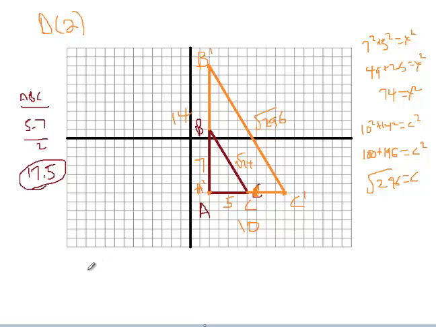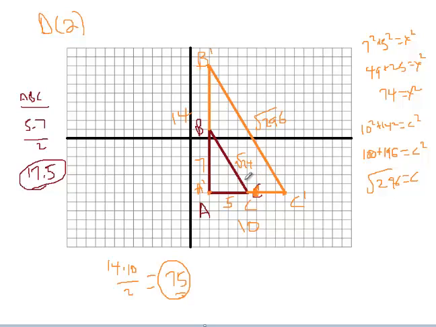The area of the big triangle is, again, base times height over 2. The base is 14. The height is 10, divided by 2. 140 divided by 2 is 70. Now, this, of course, is exactly 4 times the 17.5.